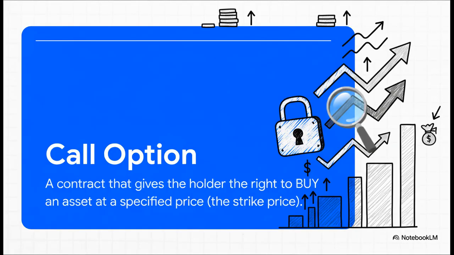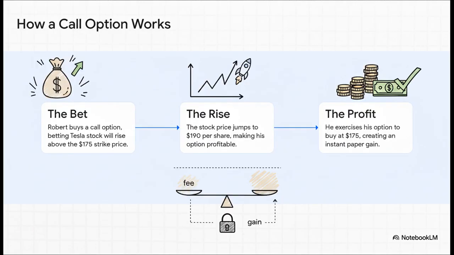if it doesn't. A call option is basically a bet that an asset's price is going to go up. You're locking in the option to buy at today's price because you're hoping tomorrow's price is going to be way, way higher. This is a perfect example of the power of options.